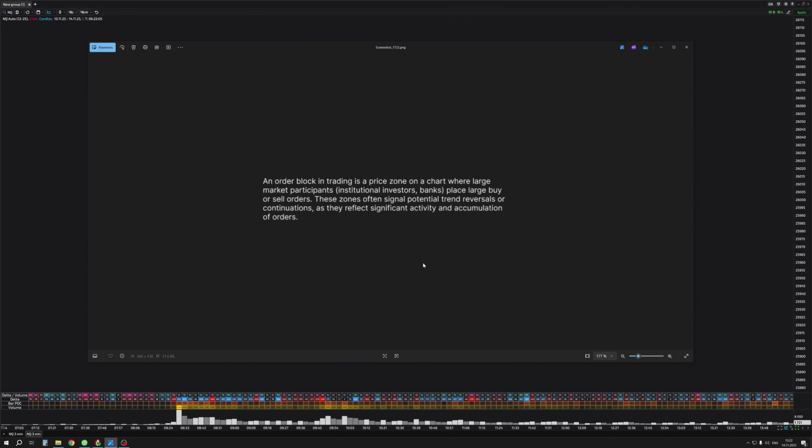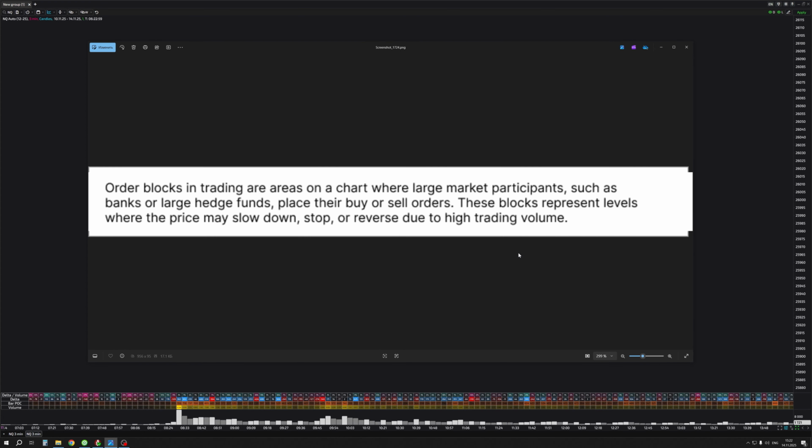If we look at Google's definition of an order block, we find the following explanations. First, it's a price zone on the chart where large market participants place big buy or sell orders, most likely large limit orders located in a specific area. It also reflects significant activity and order accumulation. In other words, zones where a large number of orders are concentrated show high trading activity and order buildup.